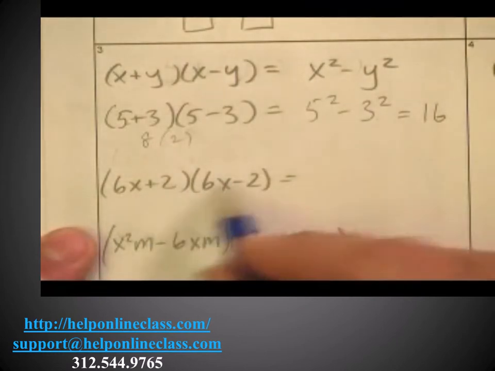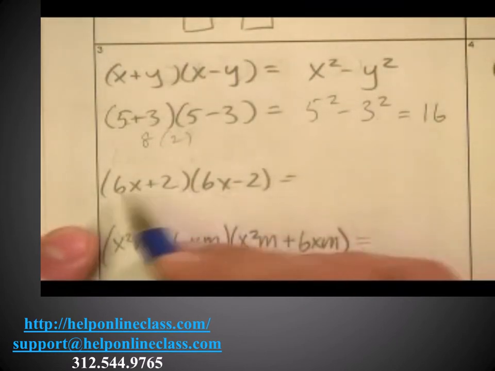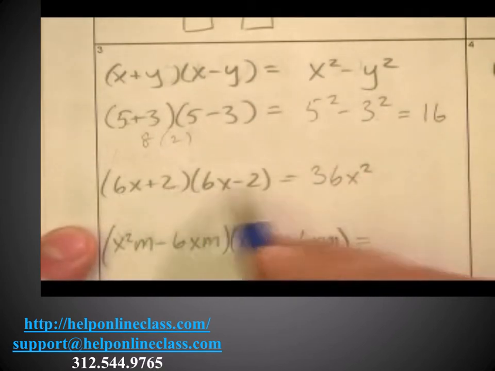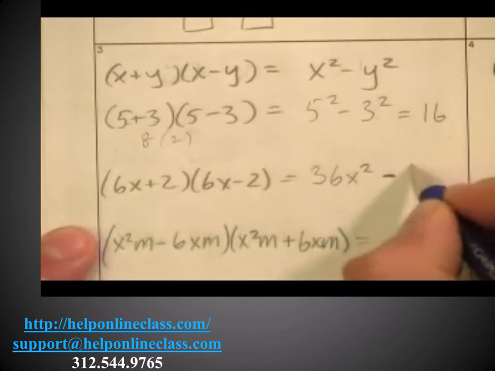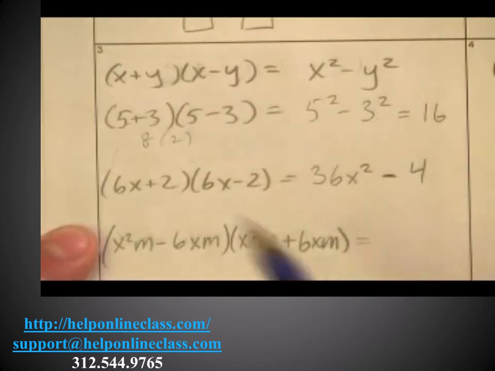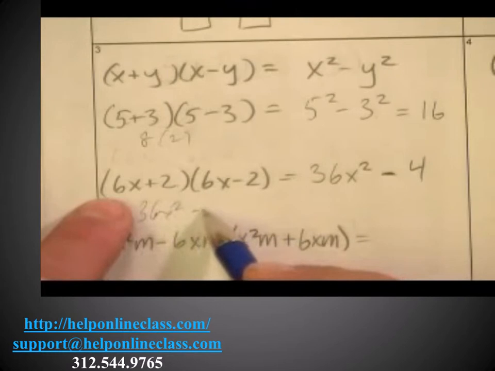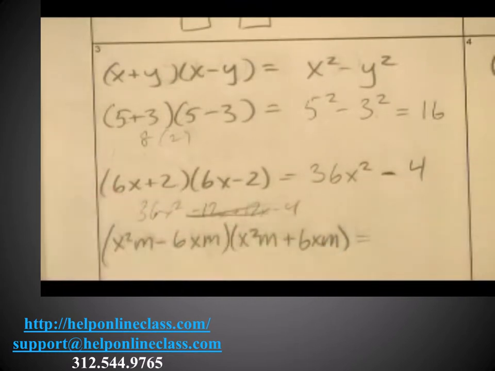Yeah. Isn't this going to be just this squared minus this squared? Yeah, so I just square this, 36x squared, and I square this, the difference of minus 4. Is that how it's going to be? Well, let's double check. 36x squared minus 12x plus 12x minus 4. Yes. Works. So it can work on crazy ones.